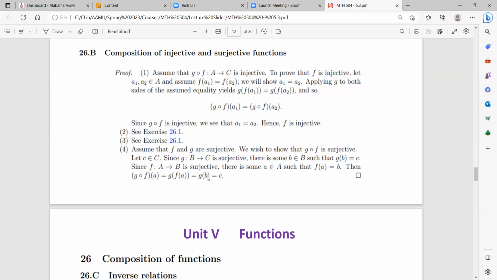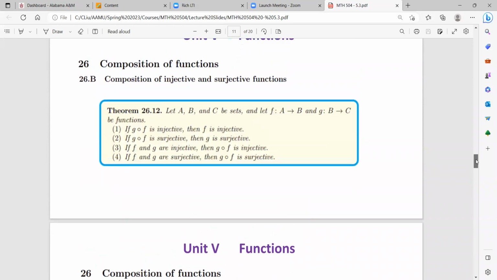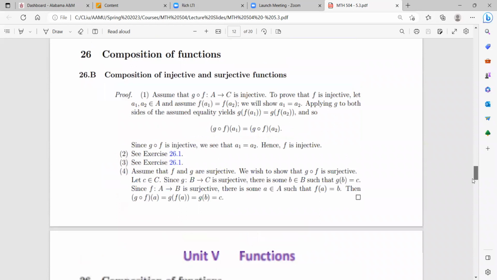So what we have shown is that pick up any element in the set C, and you can always find the element A in set A such that G compose F of A equals C. And remember, this composition is defined from set A to set C. So that proves the surjectivity of the composition of G and F, or F and G. Any questions? You don't have to memorize all of these results, and they're pretty easy to prove.